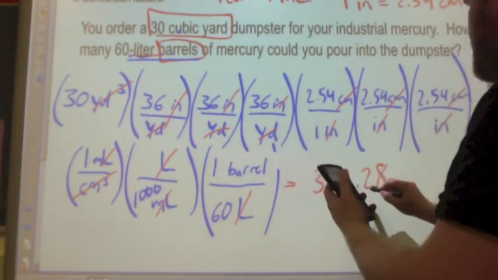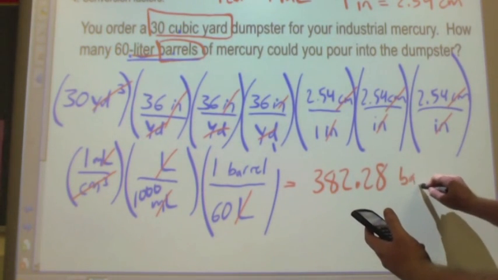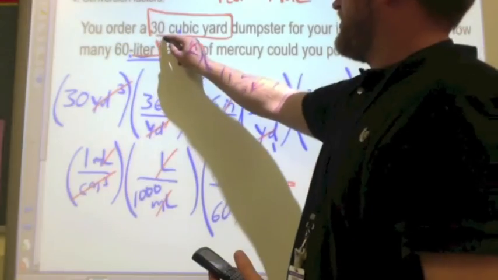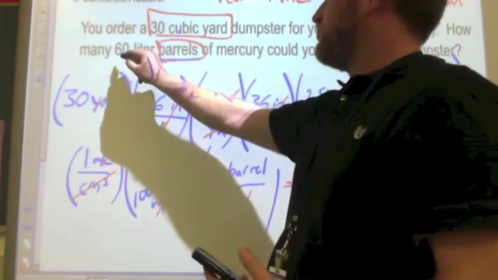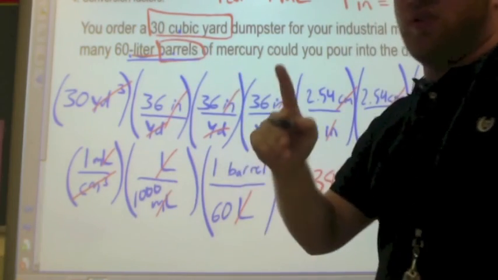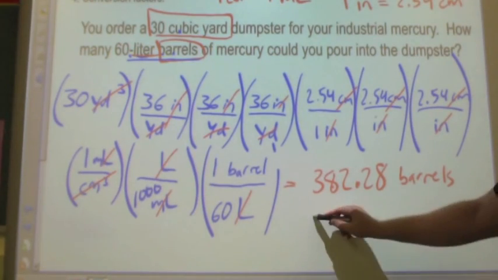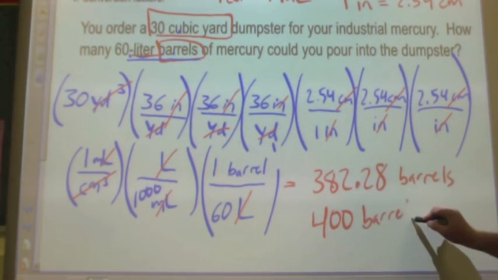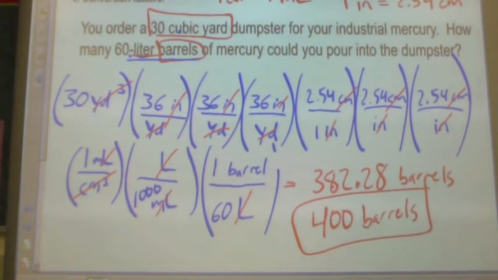382.277, so we'll call that 2.8, and the unit here is barrels. Look at sig figs. Well, 30, I didn't put a decimal here. I also didn't put a decimal at 60. So how many sig figs in 30, no decimal? 1 sig fig. Round that to 1 sig fig. You could fit about 400 barrels. And that's your answer. Okay?